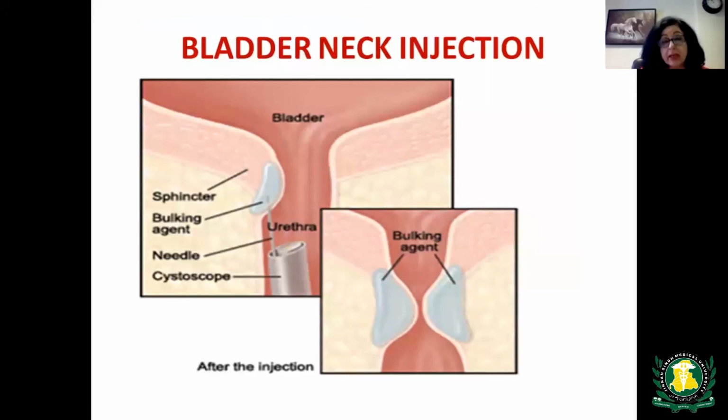Bladder neck injection, as you can see in the picture, uses bulking agents in order to produce some kind of a constriction to avoid the leakage. But the problem with the bulking agents is that they have to be repeated. And sometimes one of the side effects is that women may go into urinary retention because there is too much bulking agent injected. So one has to be very careful.